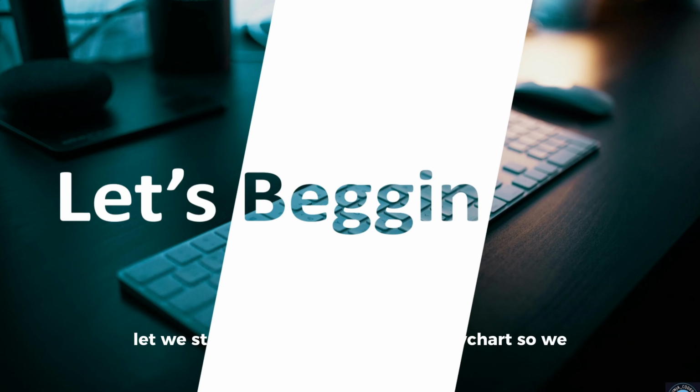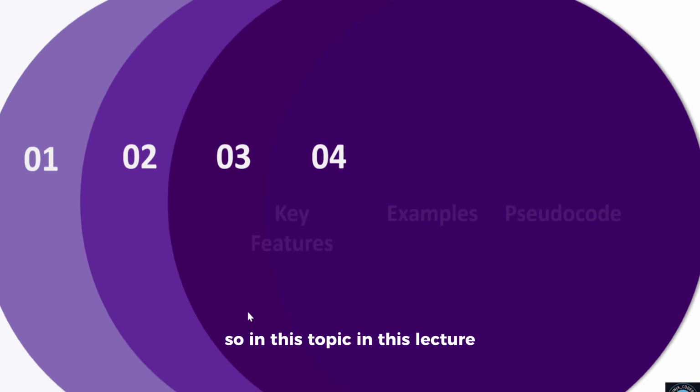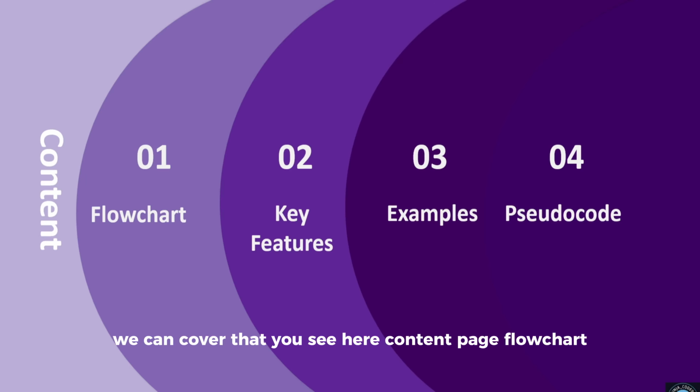So today's topic is flowchart. This is lecture 6, as those who follow know. In this lecture we will cover the content: the flowchart, key features of flowcharts, and an example of a flowchart, and also pseudocode and an example of pseudocode.